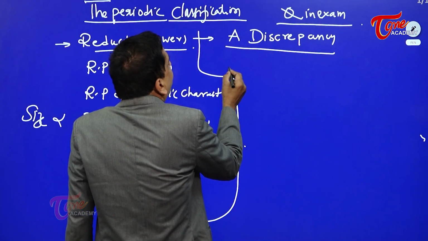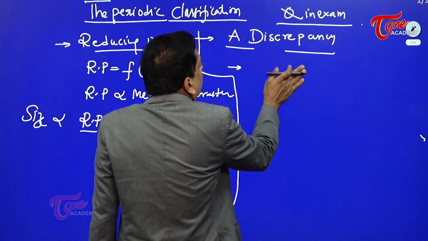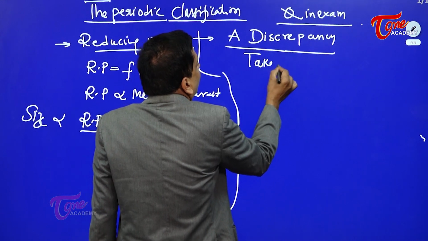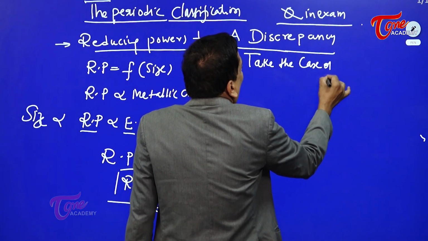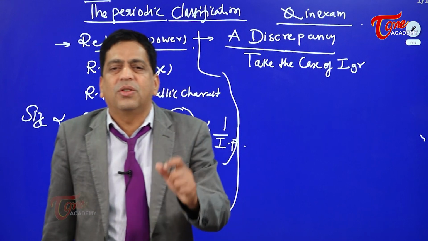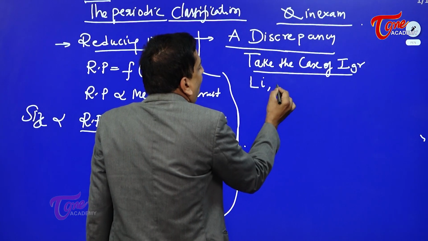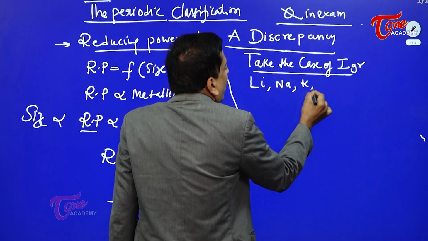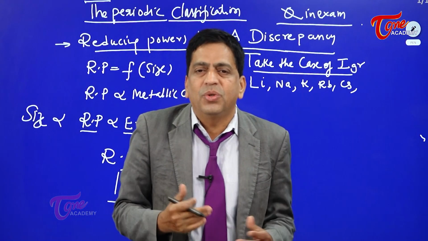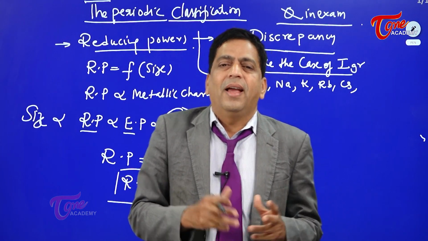Watch here. Take the case of the first group. These are the first group elements: lithium, sodium, potassium, rubidium, and what? Cesium, and francium. This is the first group elements, right?